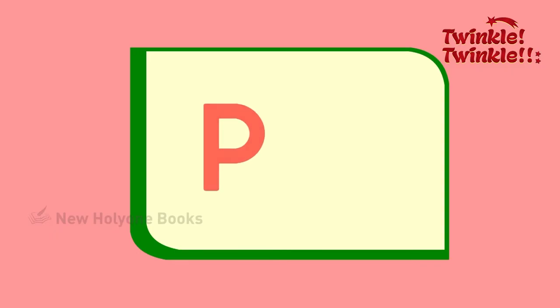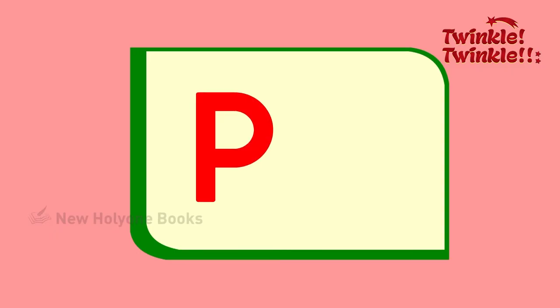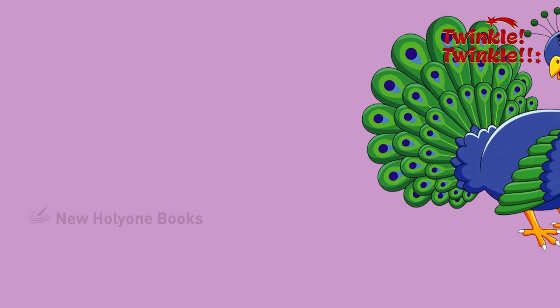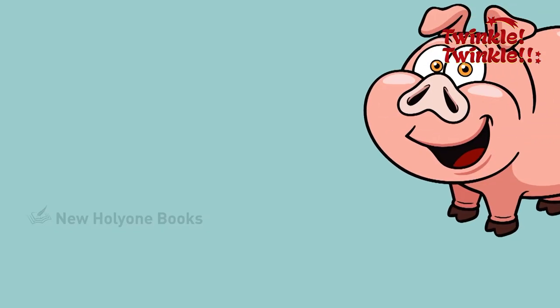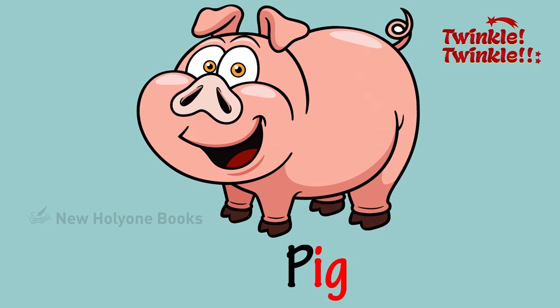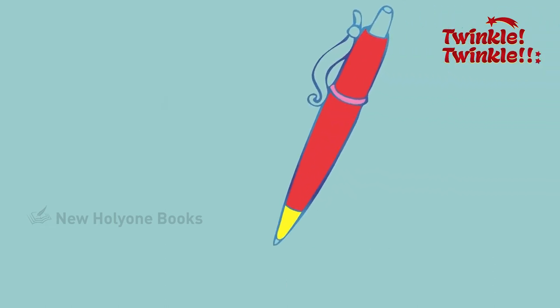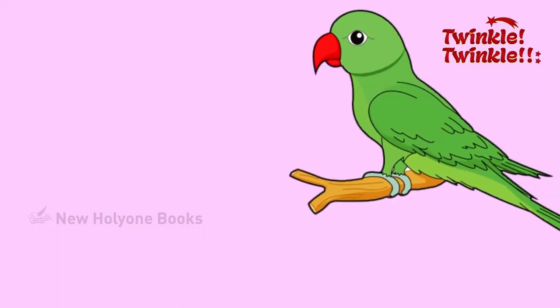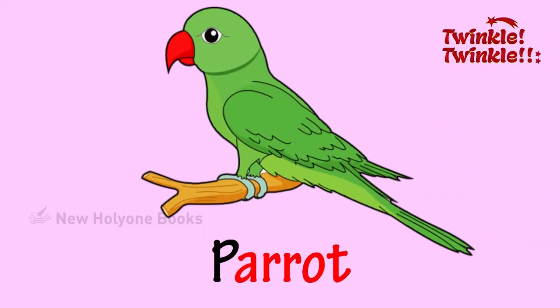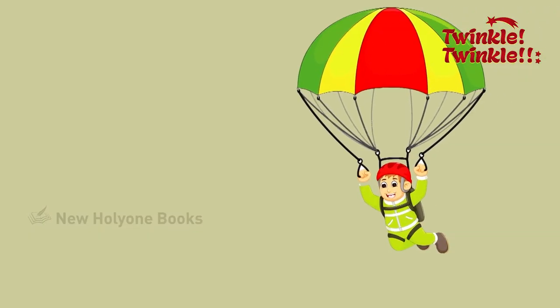This is capital letter P. This is small letter P. P for peacock. P for pig. P for pen. P for parrot. P for parachute.